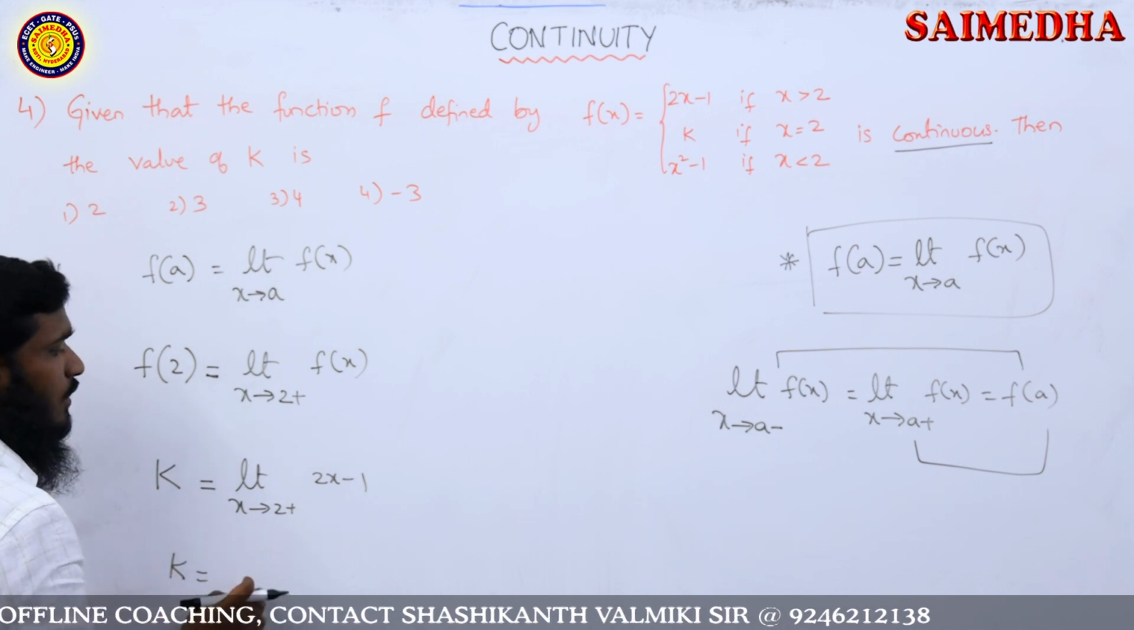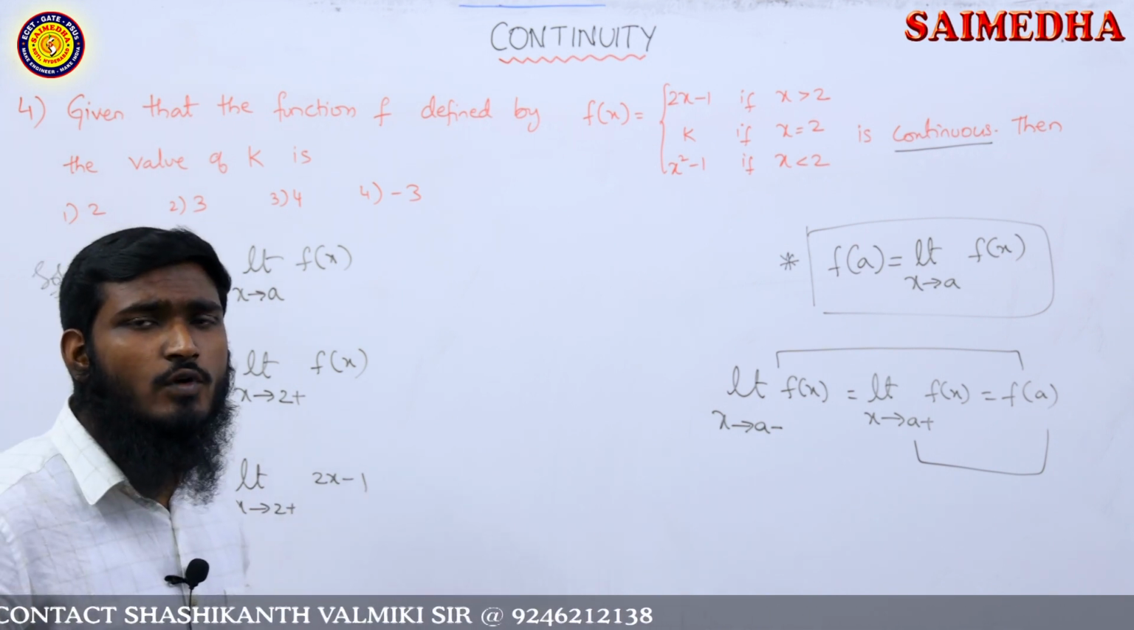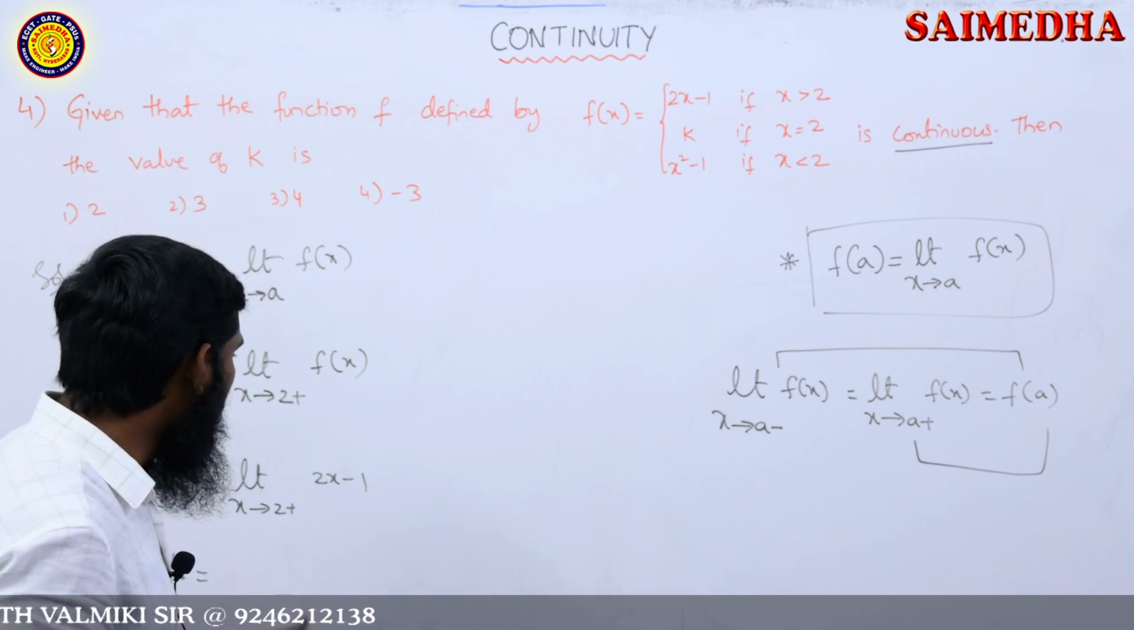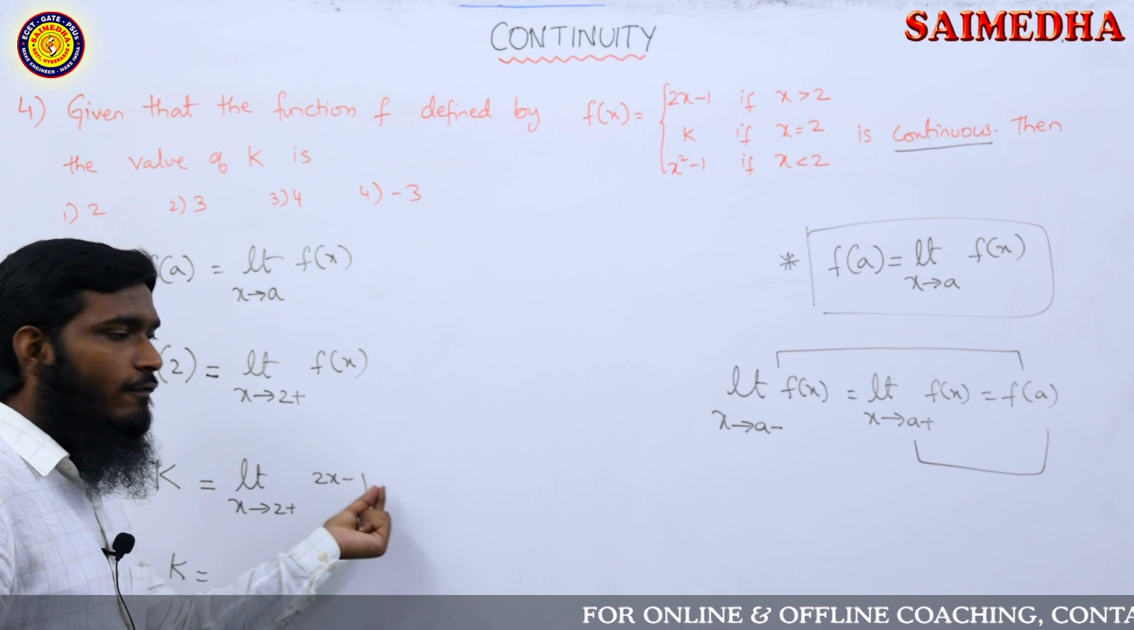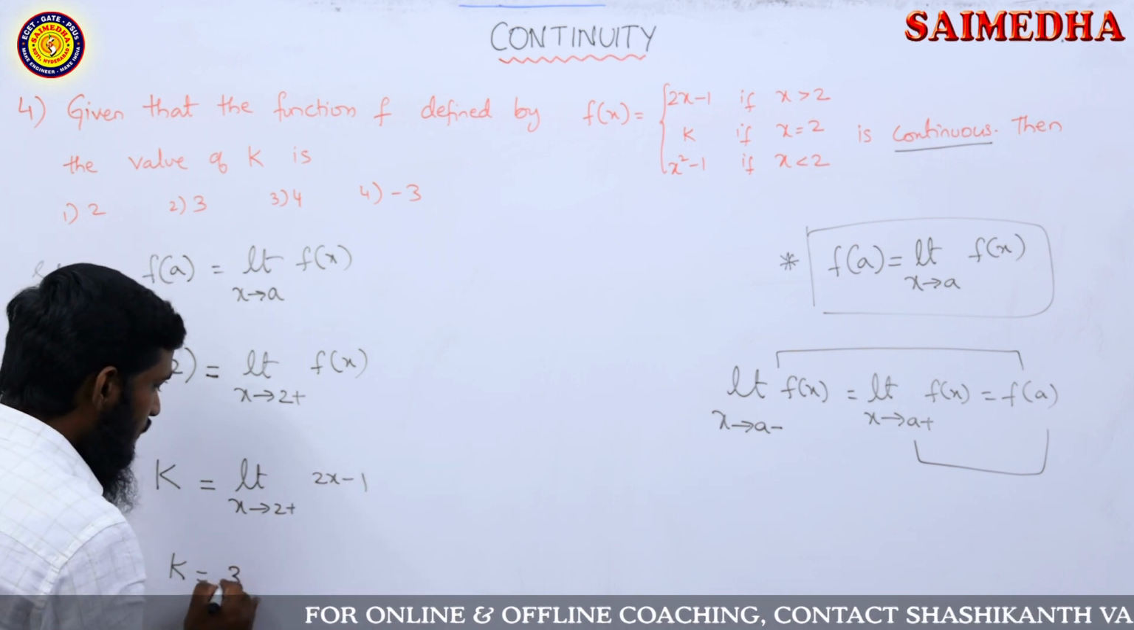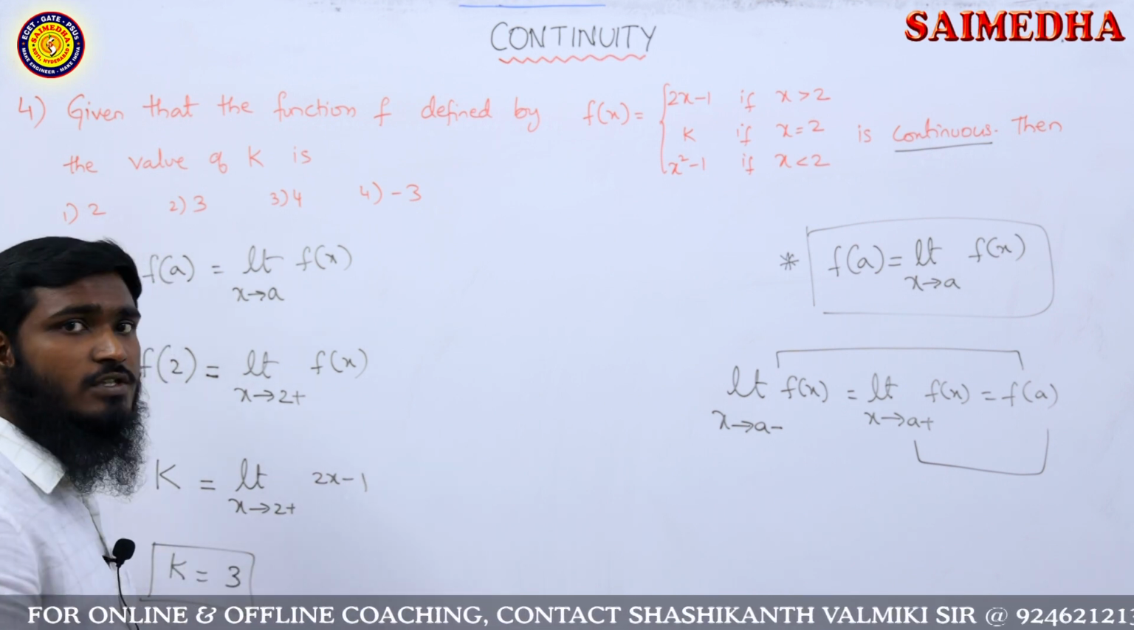So k equals, after applying the condition, what we have to do? We have to substitute the x value. In the place of x, what we are substituting? 2. 2 2s are 4. 4 minus 1 equals 3. So k value equals 3.